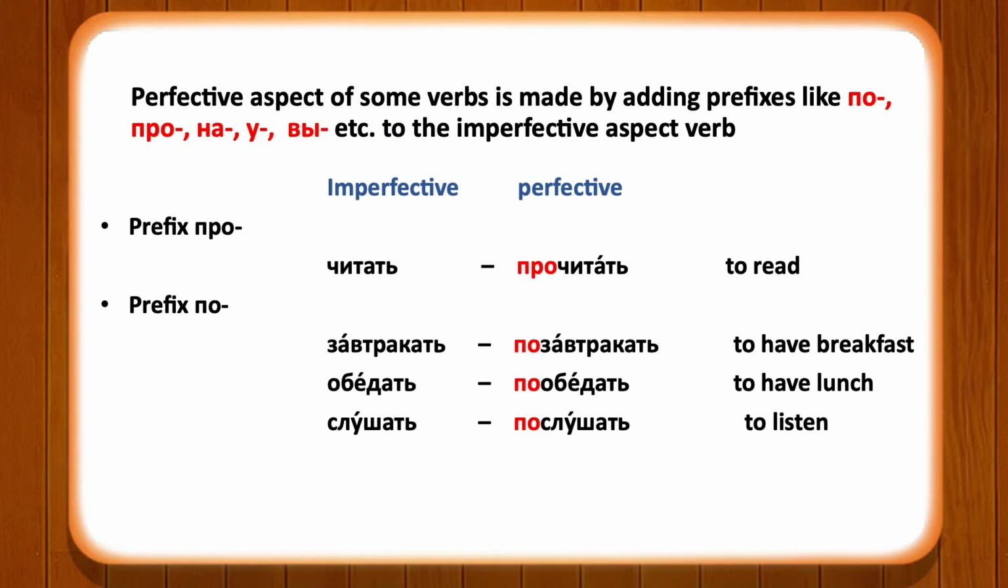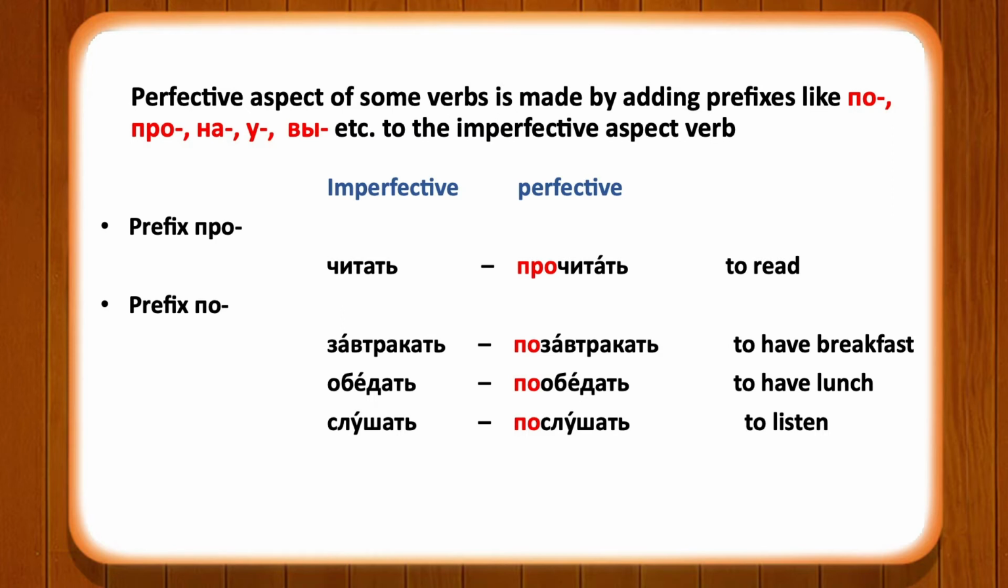Let us take up another verb, obedat. Obedat means to have lunch. Obedat is an imperfective verb. The perfective counterpart of this verb is also formed by adding a prefix po. So, obedat, imperfective. The perfective verb is poobedat. Obedat, poobedat. Both the verbs mean to have lunch.